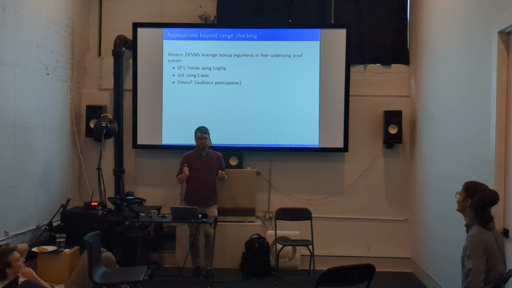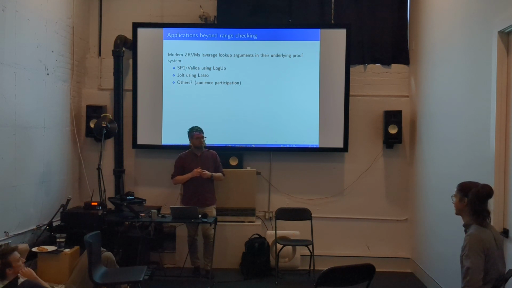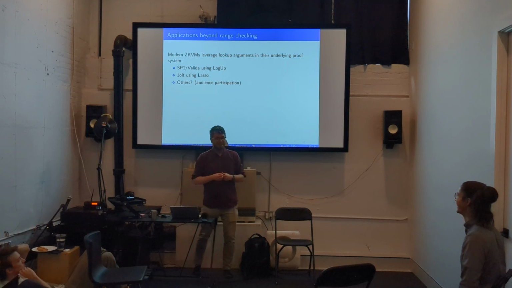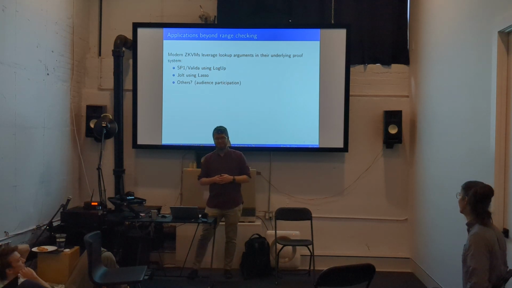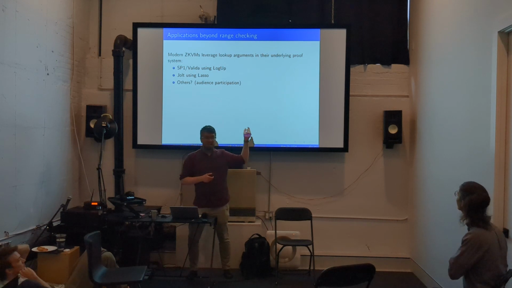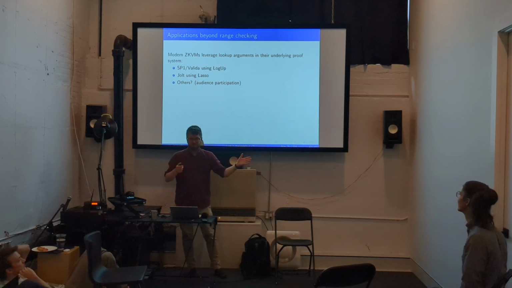But does anyone know of any other ZKVMs? I'm sure there are. Does RISC Zero use lookups? I'm sure they do in some way. Yeah, for read-write memory, I'm sure they have to. I don't know what lookup argument they use. Scroll, I don't know. Polygon, sure, yeah. I'm sure almost all ZKVMs probably have to use lookups in some form or another. I just don't know what lookups they use. But these ones I do know because they're ones that I've looked into pretty carefully.